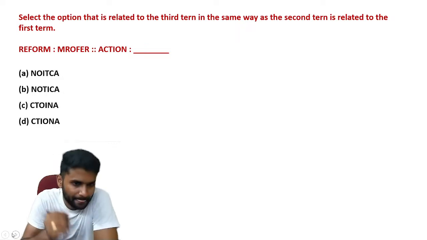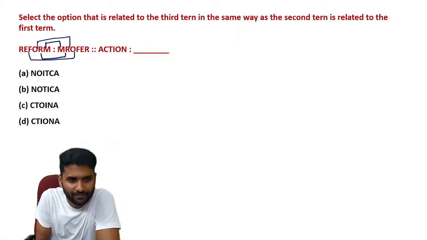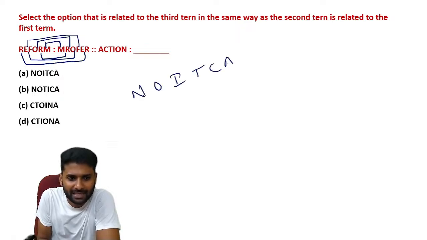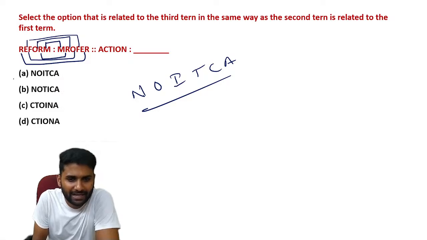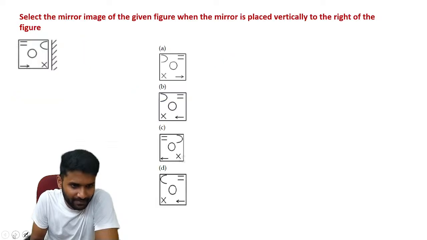Identify which series they are. Now observe, guys, here M is shifted to the first position, R to the next position, O here, F here, E here, and R here. According to the action, the first letter is N, O, I, T, C, A. So N, O, I, T, C, A. So option A is the correct answer. Very good. Next.